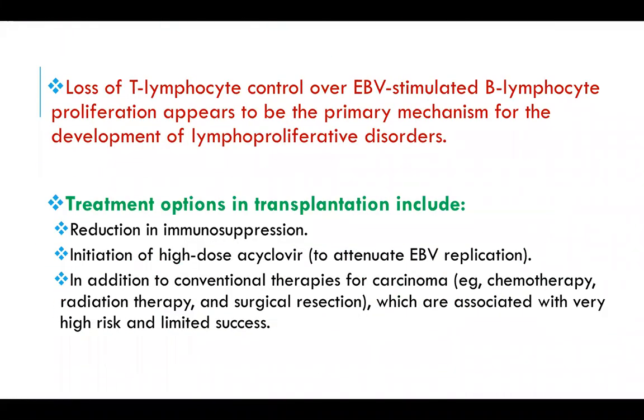Loss of T lymphocyte control over Epstein-Barr virus stimulated B lymphocyte proliferation appears to be the primary mechanism for development of lymphoproliferative disorder. Treatment options in transplantation include reduction in immunosuppression and initiation of high-dose acyclovir to attenuate Epstein-Barr virus replication. Also, in addition to the conventional therapies for carcinoma, chemotherapy, radiation, and surgical resection, which is associated with very high risk.